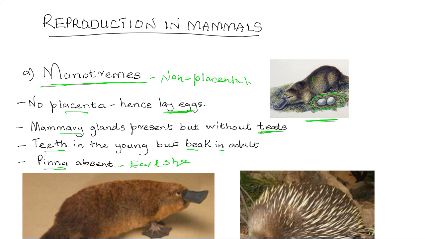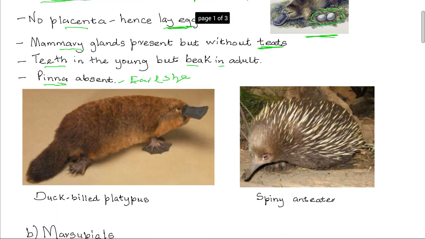So these egg-laying mammals are represented by two groups. You have the duck-billed platypus and the spiny anteater. The spiny anteater is found in only certain regions of the world: South Africa, Australia, and parts of South America, while the duck-billed platypus is confined to Australia. So these are the monotremes.